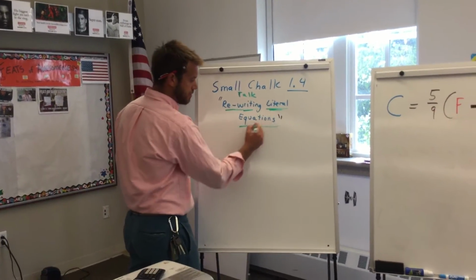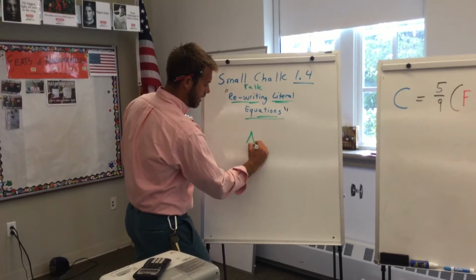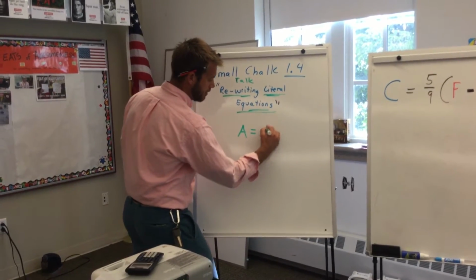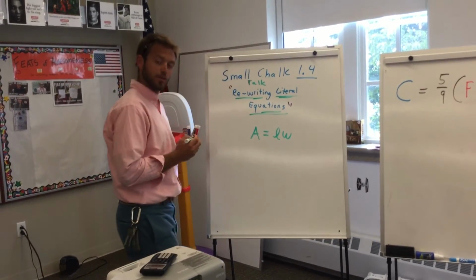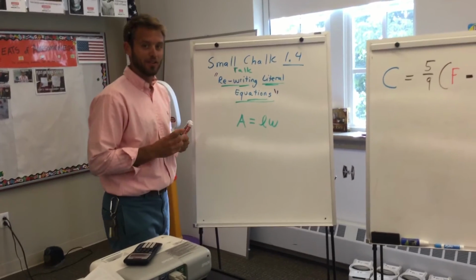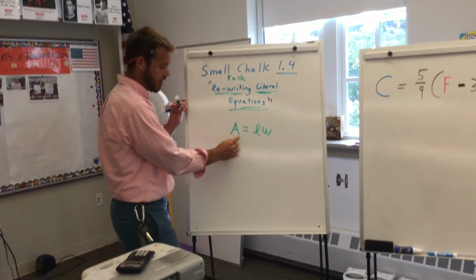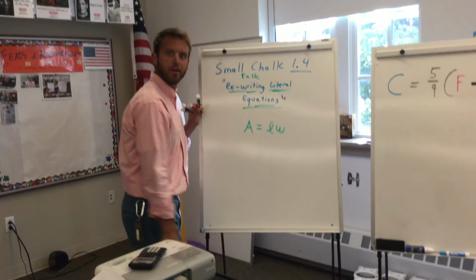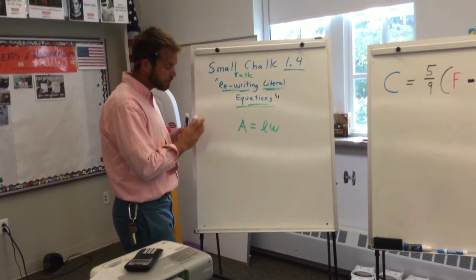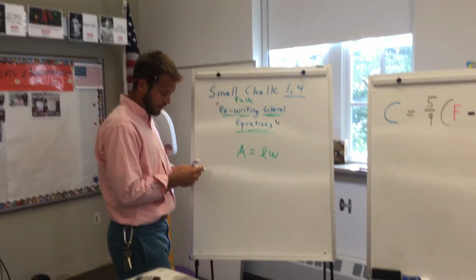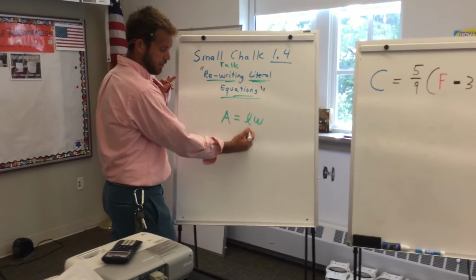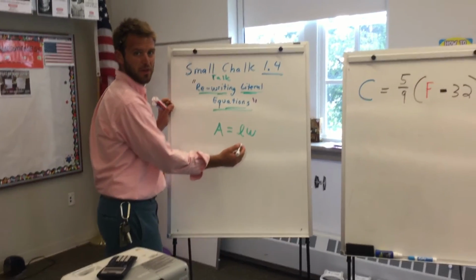Rewriting literal equations just means these formulas that you really like, from back when you were little, and you go, oh look, area equals length times width. That's a rectangle, and they would give you the length and the width, and you would multiply and find the area. Well, that's easy. Sometimes it's just not that easy. Sometimes you get the length and the area, and you have to find the width.